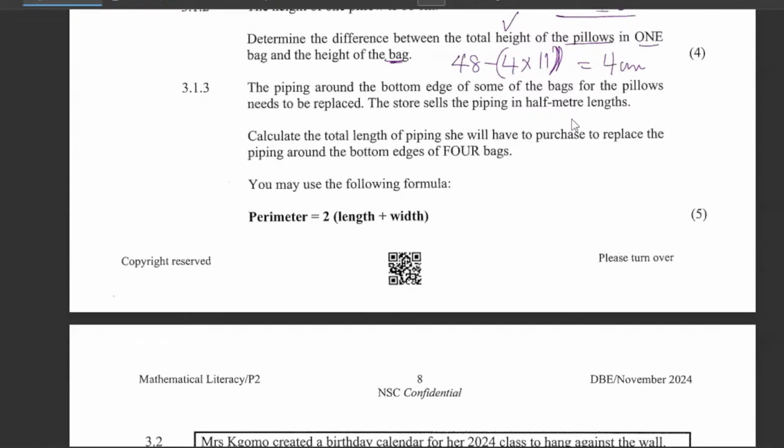So question number 3.1.3, the piping around the bottom edge of some of the bags for the pillows needs to be replaced. The store sells the piping in half-meter lengths. Calculate the total length of piping you'll have to purchase to replace the piping around the bottom edge of 4 bags. Now, first and foremost, piping, this is length, it's associated with perimeter. So we're going to find out only one bag, how much perimeter, how much length does it need?